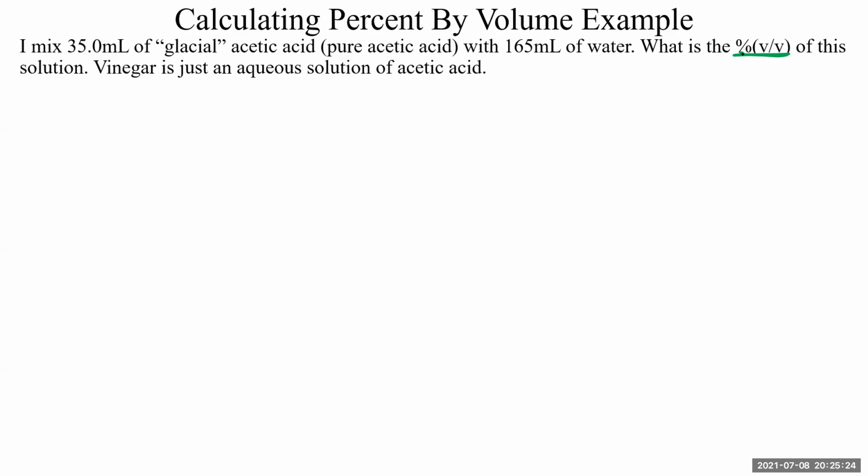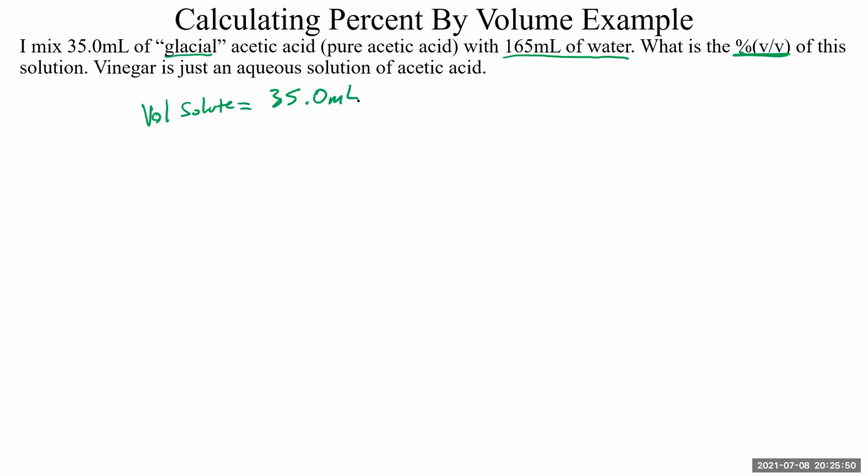Even I have made this mistake myself after constantly warning students not to do it. Very rare, but I do. So I mixed 35 milliliters of glacial, which is just pure acetic acid, with 165 milliliters of water. Okay, so my volume of solute, the top number, is 35 milliliters.